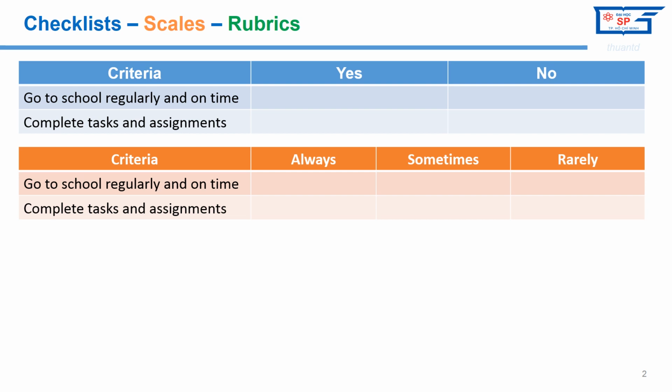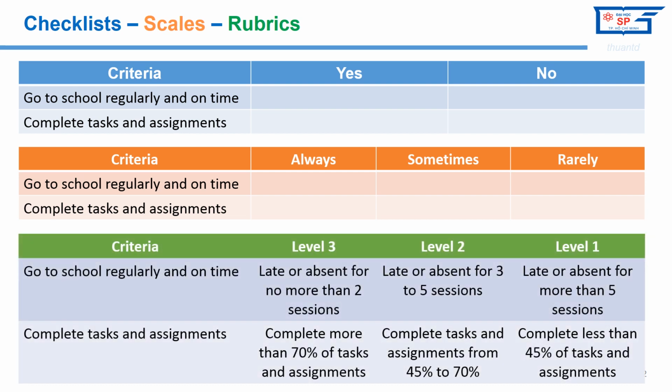In that case, the checklist becomes a scale if the descriptions of the assessment levels are used uniformly for all criteria in the table. Or it becomes rubrics if the assessment levels are described separately for each criterion in the table.